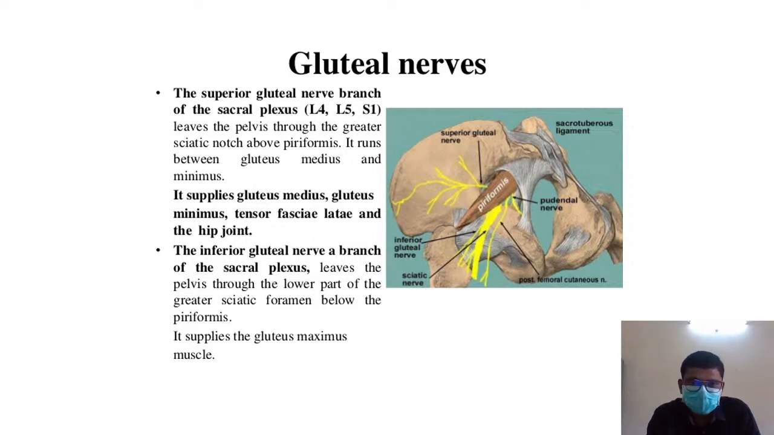And now if you see the inferior gluteal nerve, this is the inferior gluteal nerve. You can see this one. So this inferior gluteal nerve is also a branch of the sacral plexus, and it leaves the pelvis through the lower part of the greater sciatic foramen below the level of the piriformis muscle. And this inferior gluteal nerve, as you know very well, supplies only one big muscle called the gluteus maximus.